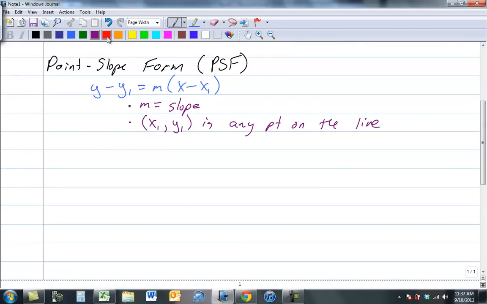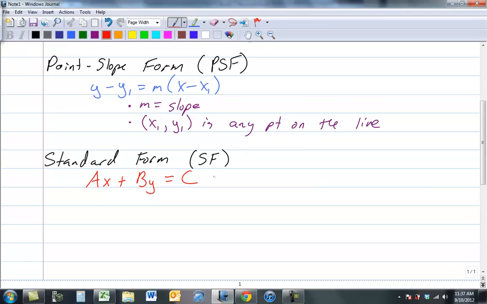All right, and then the third form is called standard form. Standard form is a little bit more cumbersome. It's got some extra rules to it, but it is useful from time to time. Standard form is capital A x plus capital B y equals capital C. Capital A x plus capital B y is equal to capital C.